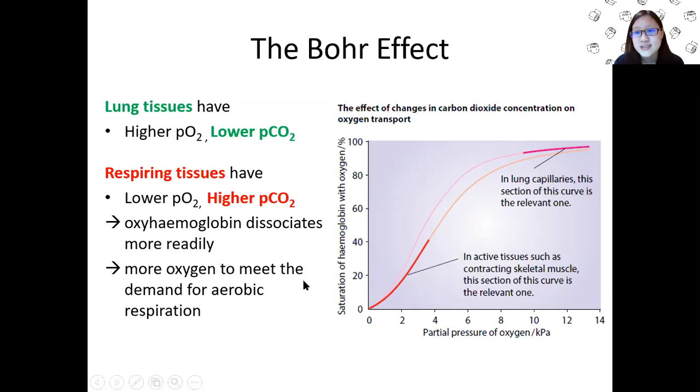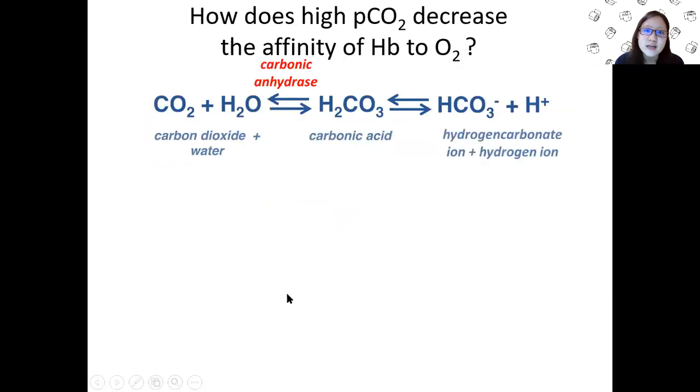Your tissues, your cells, which depend on oxygen, will get it readily because of the high partial pressure of carbon dioxide. But the question remains, how in the world does high partial pressure of carbon dioxide decrease the affinity of hemoglobin to oxygen anyway? I know it decreases, but how? So this chemical equation here is how. And I recommend that you really memorize it and take it to heart.